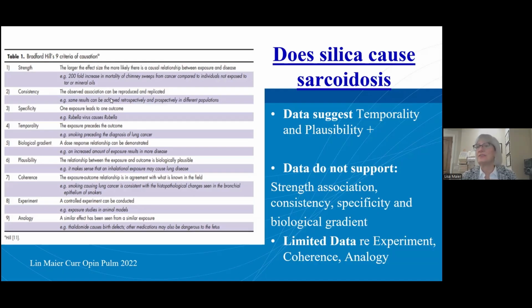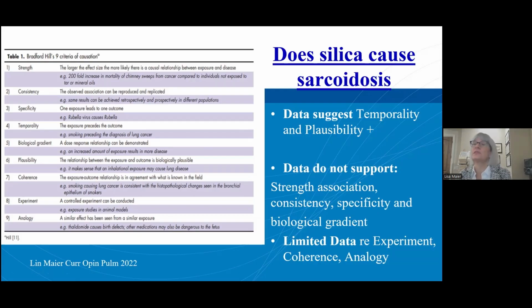Specificity may not be as clear in the World Trade Center folks, but analogy also likely works. In silica, I don't think we're quite there. I just showed you some disease studies of sarcoidosis where we didn't find consistency of the data, the strength of the association is quite low, and the specificity and biological gradient. And the limited data really are present for experimental.